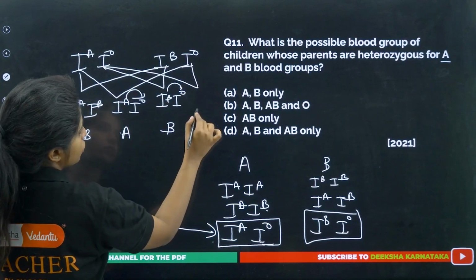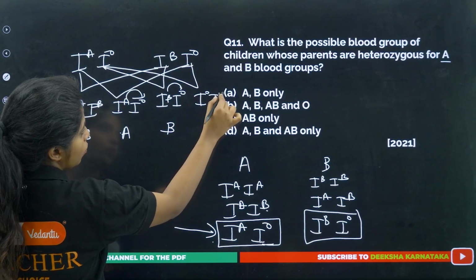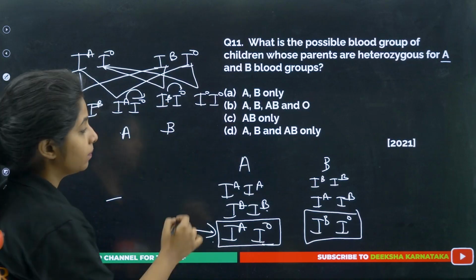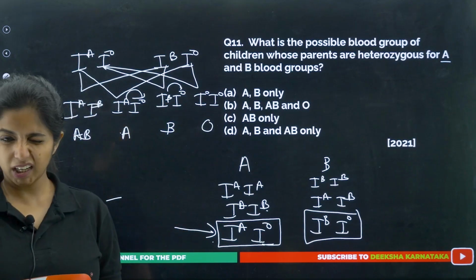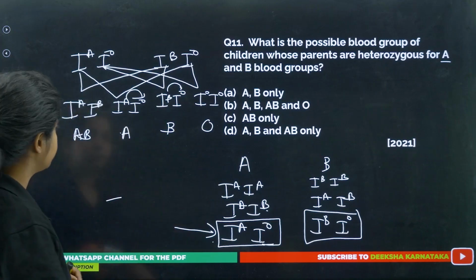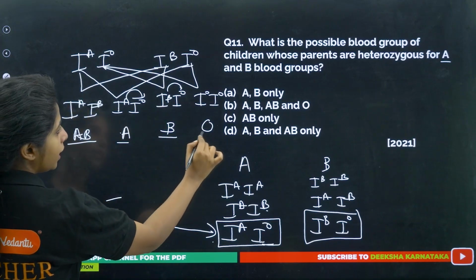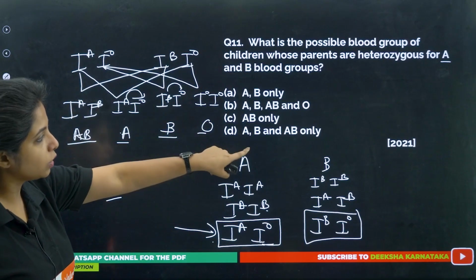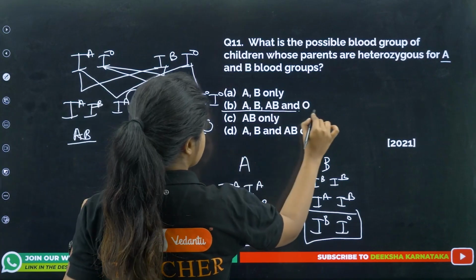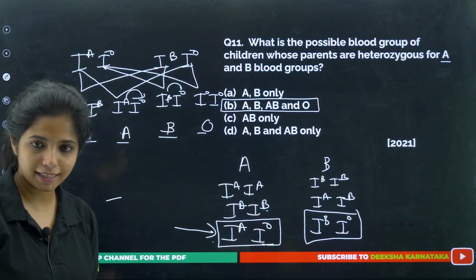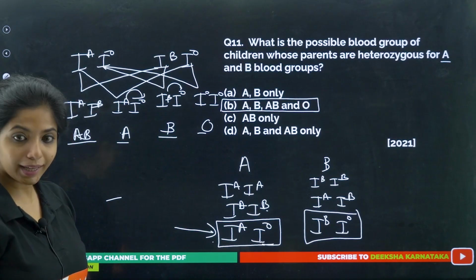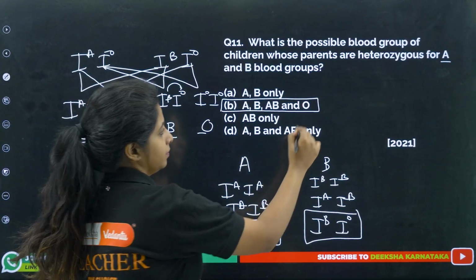Here I get IO, IO. So OO is there, it's a recessive thing. So when OO comes together, you get O blood group. Now what all are the blood groups that you can find here? A, B, and O, every blood group is here. So according to this, we have B as the correct option. This came in 2021 KCET. Okay, works?